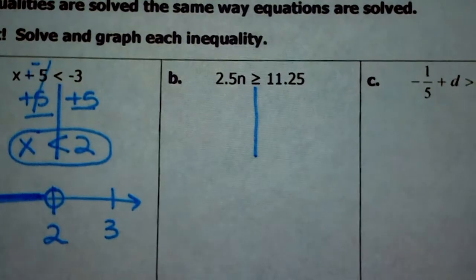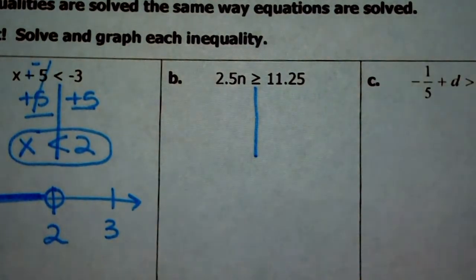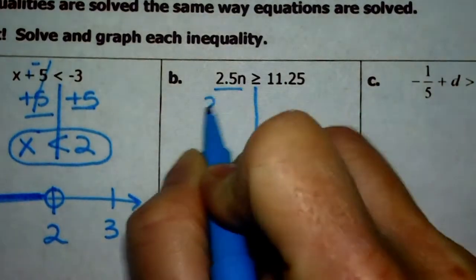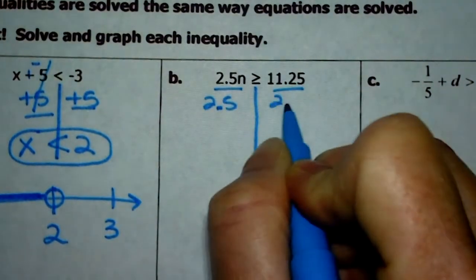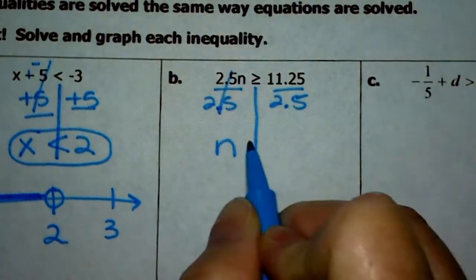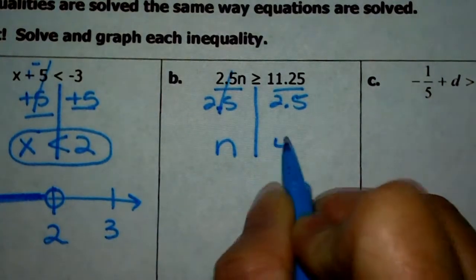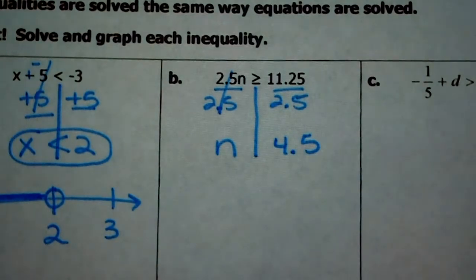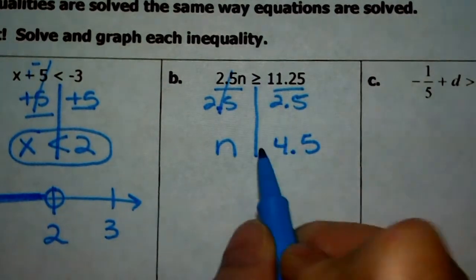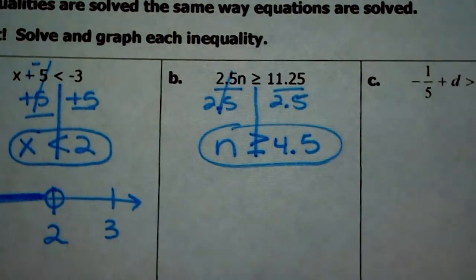That's always fun. This right here is a multiplication one step because that number is right next to the letter. To solve multiplication equations, you have to do division. You do the opposite operation. When you take 2.5 divided by 2.5, you get n, and don't put an equal sign there. I always want to do that. Now you just need to take 11.25 and divide it by 2.5, and you end up getting 4.5. Now, at this point, I need to drop down the symbol that I started with. n is greater than or equal to 4.5.